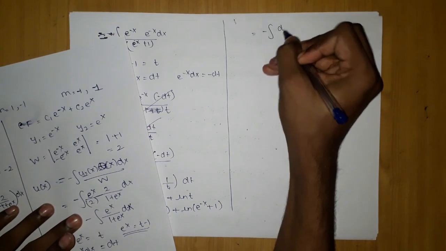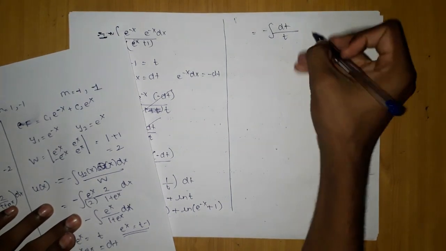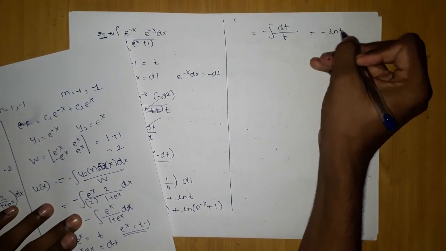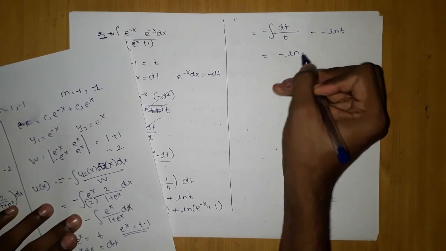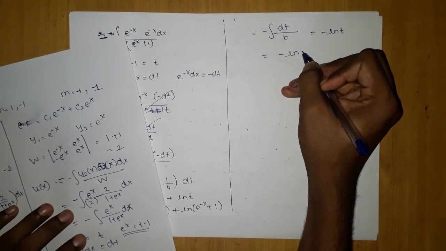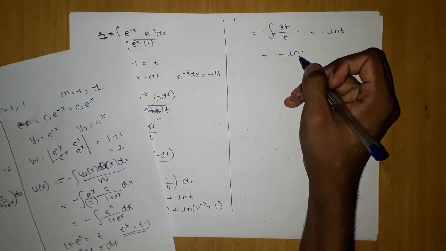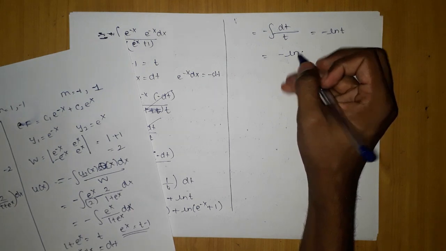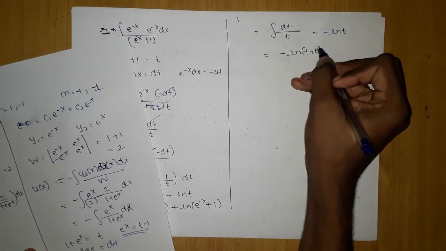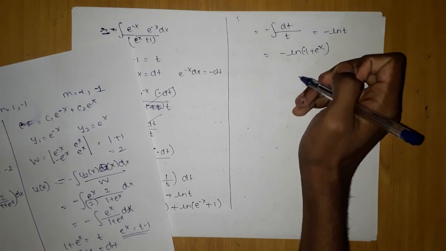So here it will become dt and here it will be t. So my final answer is minus ln t, which will be minus ln of what was my substitution, 1 plus e to the power x. So I got my answer.